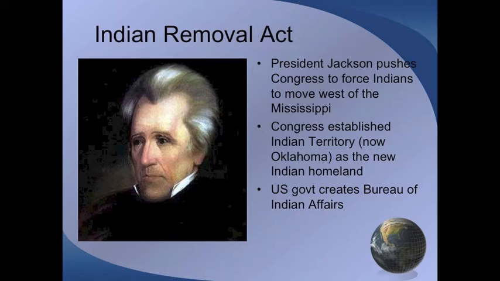Congress decided to establish Indian Territory in modern-day Oklahoma, where Native Americans could settle, live in their traditional ways, and have a homeland that would be forever off limits to white settlement. Also, the United States government created the Bureau of Indian Affairs to deal with all Native American issues.